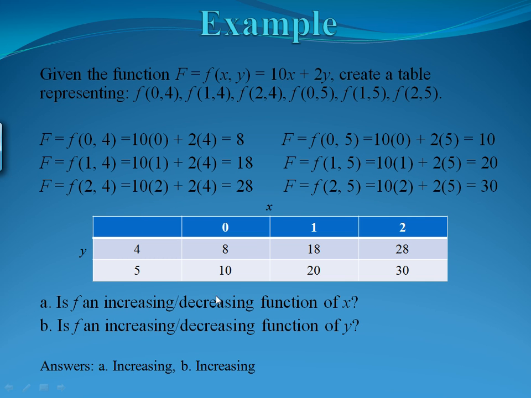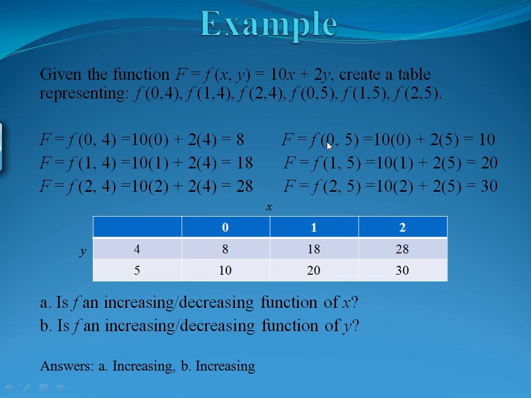Now to calculate the numbers in the middle, we just have to plug these into our equation. So for example, F of 0, 4 means we're plugging in a 0 for x and a 4 for y into our original equation. So we have 10 times 0 plus 2 times 4, which equals 8. So that means F of 0, 4, when x is 0 and y is 4, the capital F value is 8. So that's where we put it in our table.